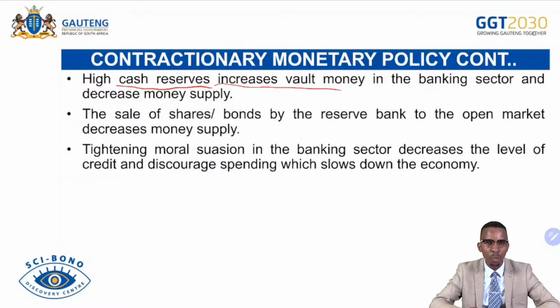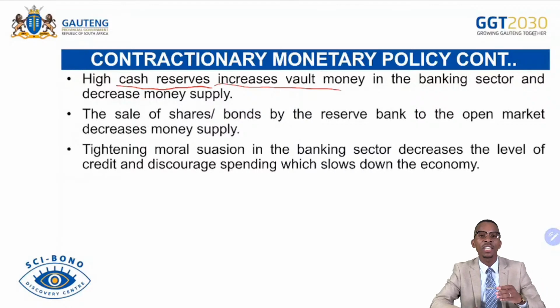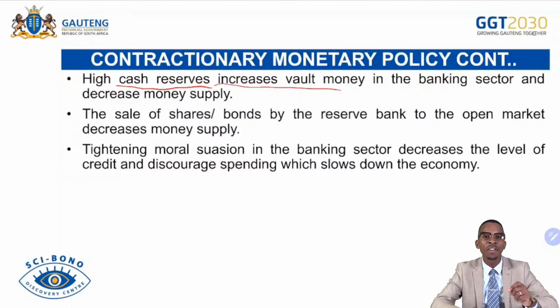Tightening moral persuasion, or moral suasion, or credit control, or moral pressure in the banking sector decreases the level of credit and discourages spending, which slows down the economy. If ever the central bank instructs commercial banks to be very strict when giving out credit, there will be less credit creation in the economy. So if there's less credit creation, then there will be less demand for goods and services within the economy.